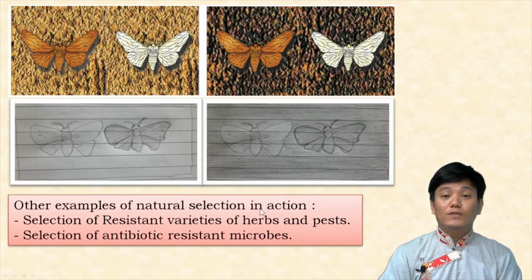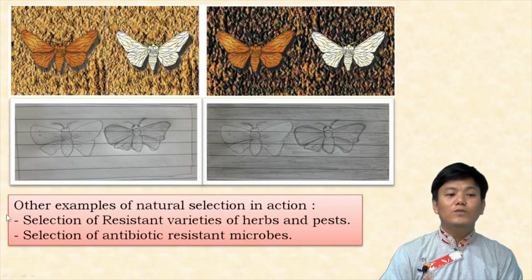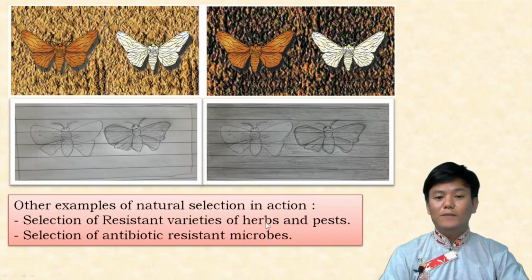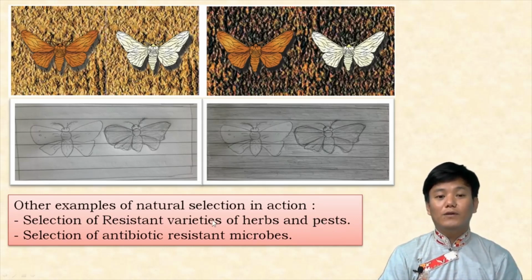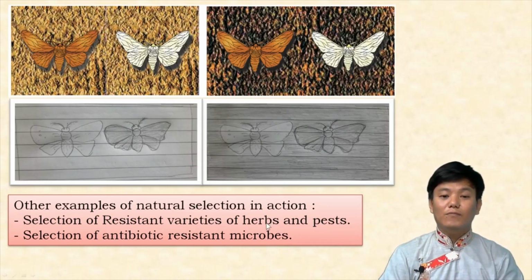Other examples of natural selection in action are selection of resistant varieties of herbs and pests, and another example, selection of antibiotic resistant microbes, right? Such selections occur because when human beings spray herbicides and pesticides, the more resistant varieties get to grow more in number. The population of the resistant varieties of the herbs and pests grows more in number, whereas the less resistant varieties die off, right? So this happens in nature.